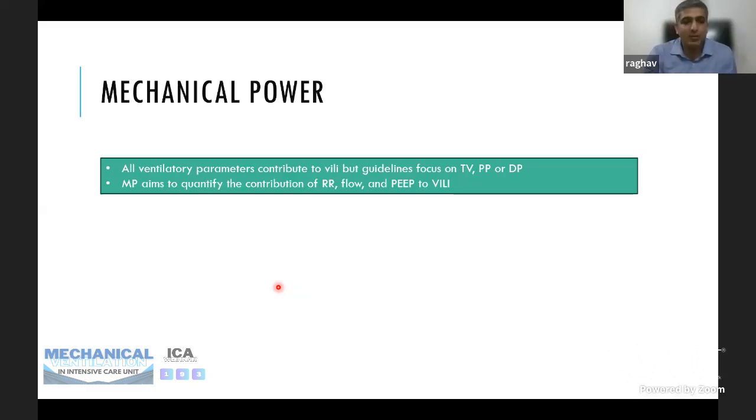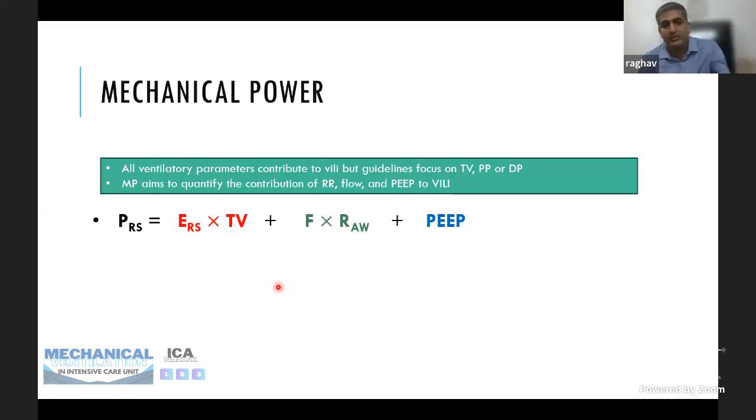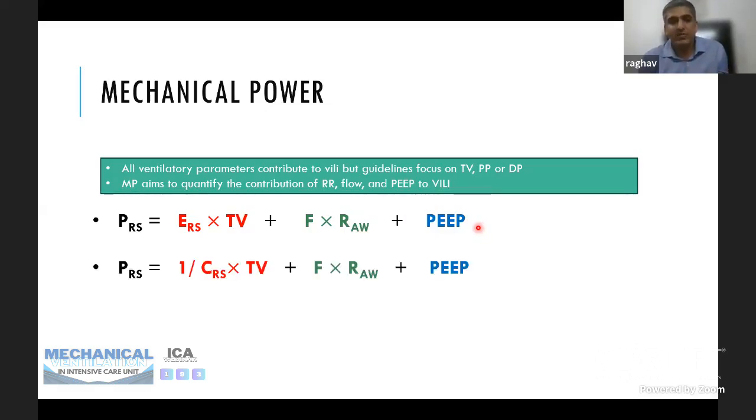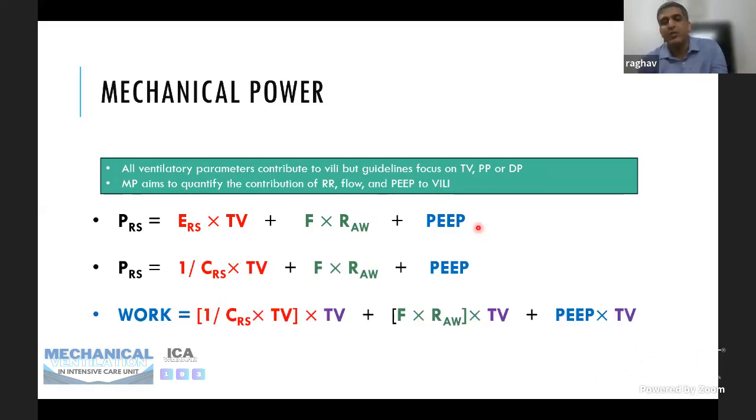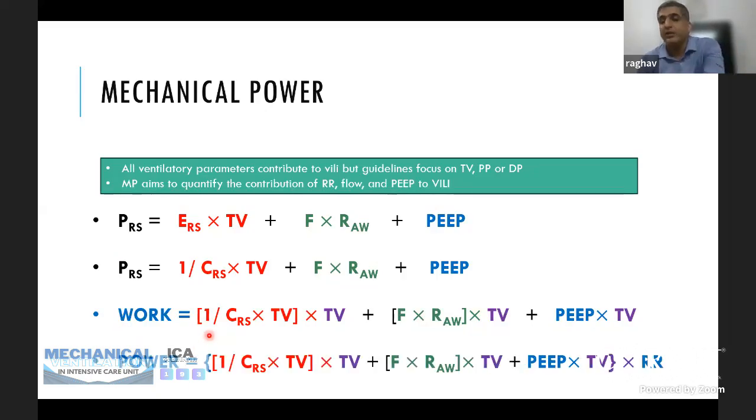To explain mechanical power, I will show you this equation, which is the equation of motion for a mechanically ventilated patient. The total pressure applied to the respiratory system is equal to the pressure applied to overcome the elastance, and the pressure required to overcome the resistance, plus the positive end expiratory pressure. If we multiply all these three with tidal volume, we get the work of breathing during a single breath. And if we multiply this work with respiratory rate, we get the mechanical power delivered to the patient during 1 minute.